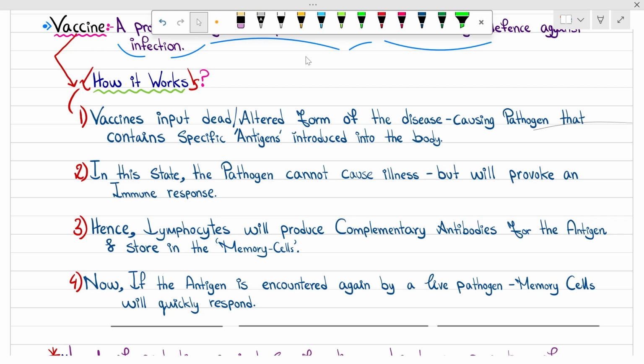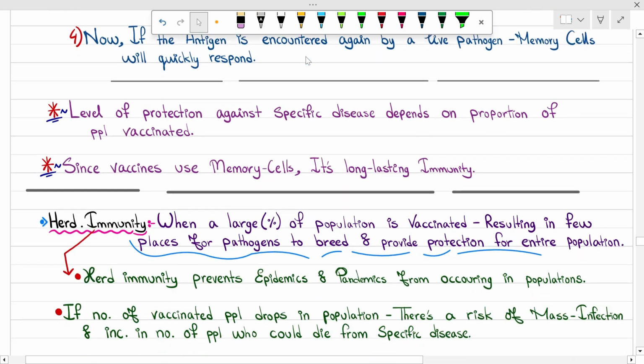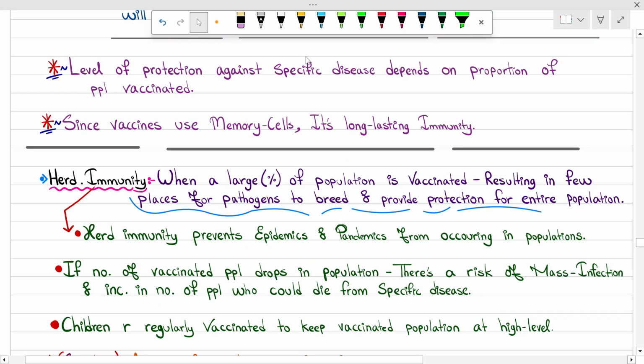In this state, the pathogen cannot cause any disease because it's dead, but it will provoke an immune response because lymphocytes will identify the antigens, and lymphocytes will make memory cells to store the instructions. So in case in future a live pathogen of this same species is encountered again, memory cells can quickly respond and destroy it. The level of protection against a specific disease depends on the proportion of people vaccinated, and since vaccines use memory cells, it's long-lasting immunity. Any immunity that is using memory cells is long-lasting immunity.